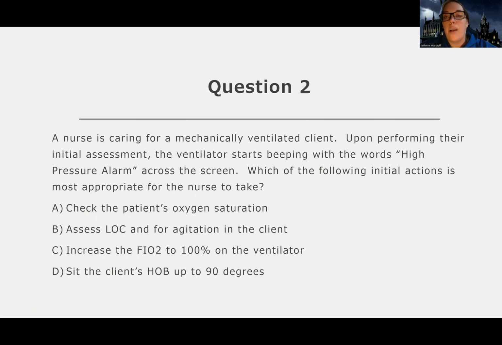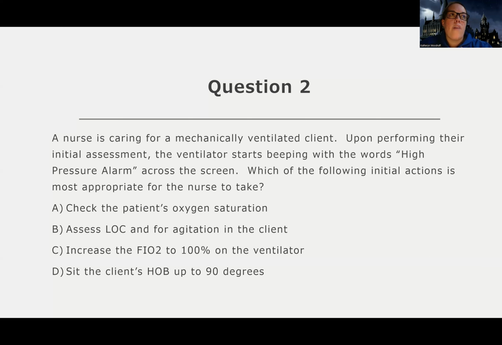It says initial action. So when you see the word initial, you want to think about what's the priority, or what should I do first? So it's saying first, I have a high pressure alarm. Do I check the patient's oxygen saturation? Well, that seems to make sense. If there's an alarm going off, I want to see how they're tolerating it. But I don't know if it's the first thing that I would do.